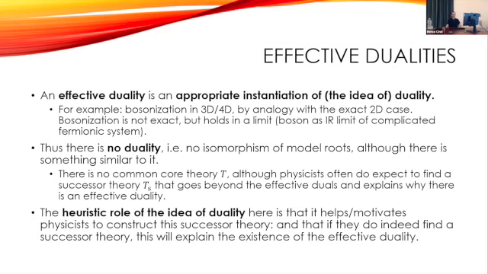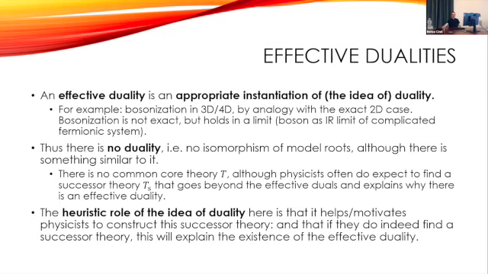So there's no isomorphism of model roots, although there's something similar. And so there is, in general, no common core theory. Although physicists often do expect to find a successor theory that goes beyond, even that is of course not guaranteed, that there will be a consistent successor theory. But if the idea of heuristic functions is to be useful, then the aim is to find the successor theory.